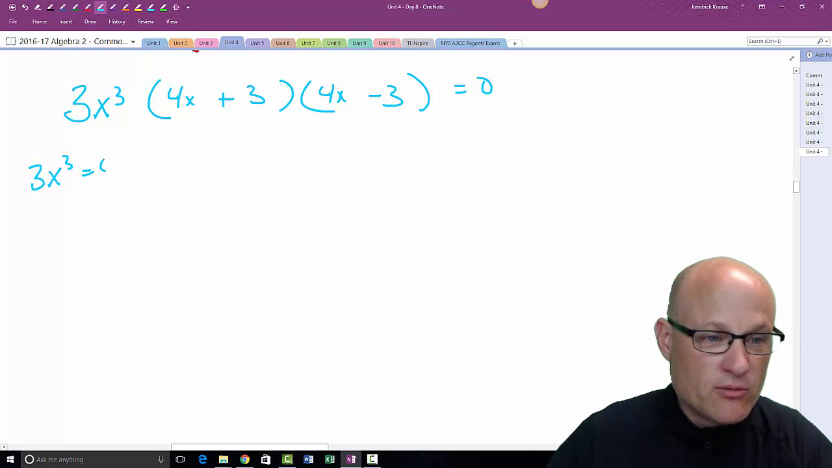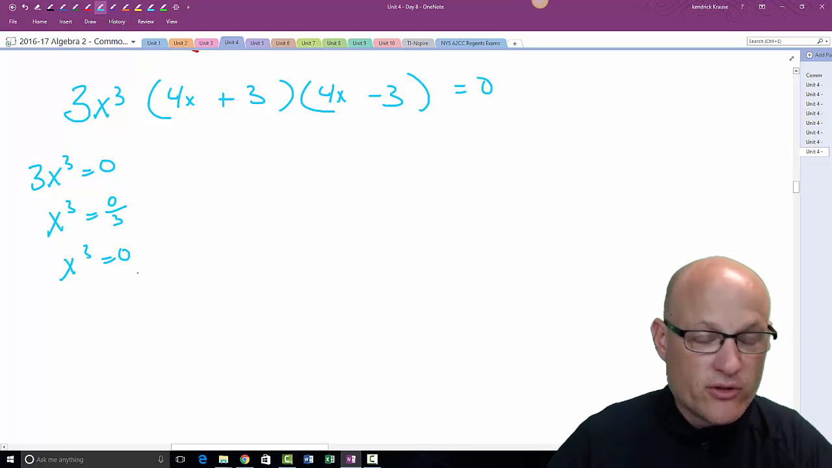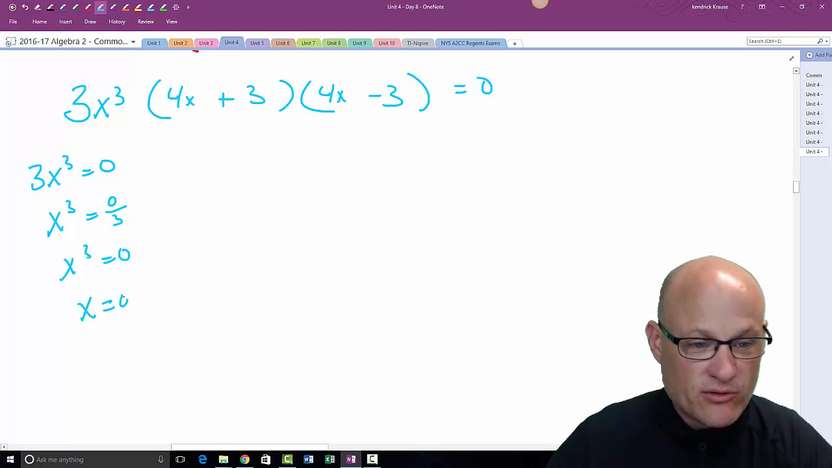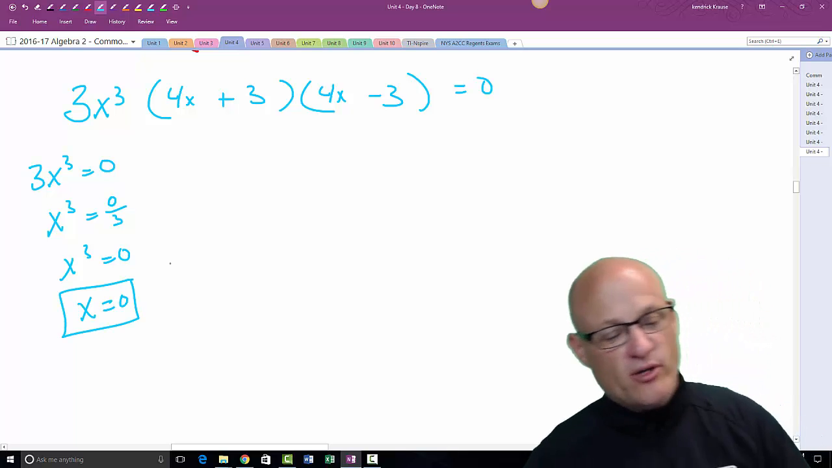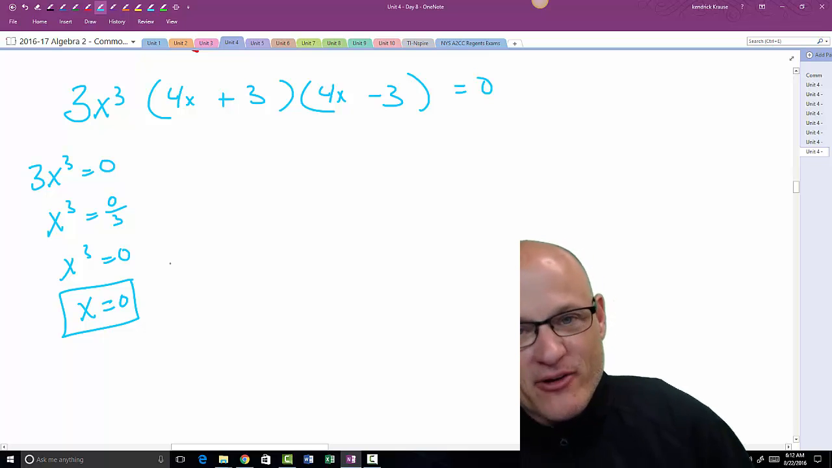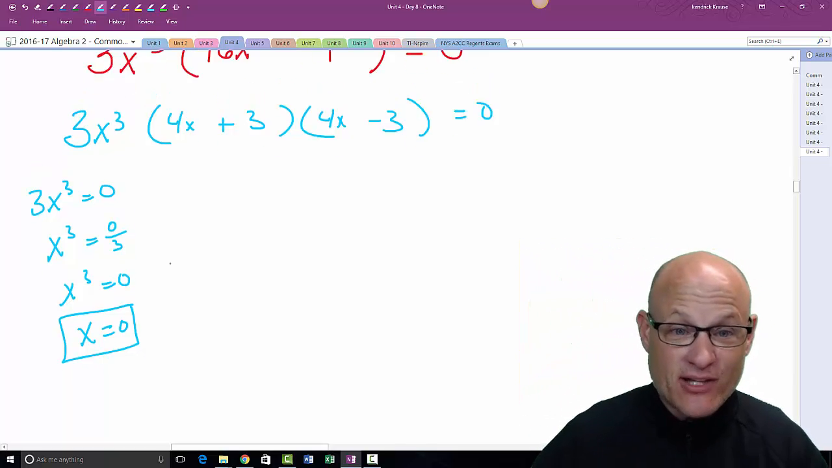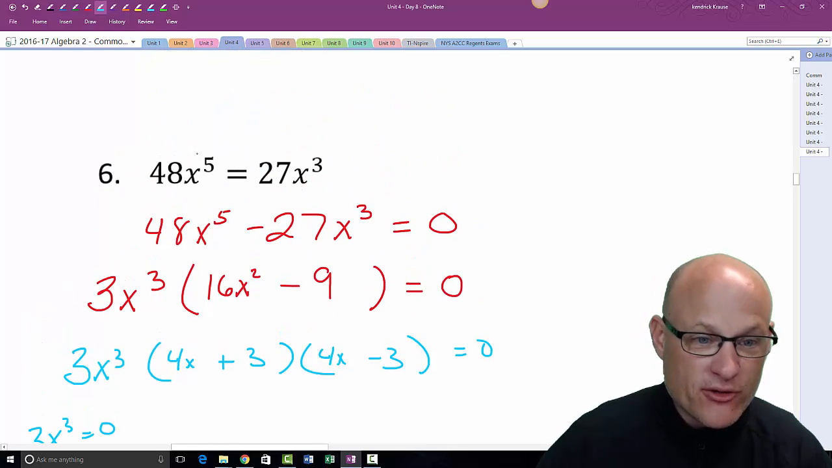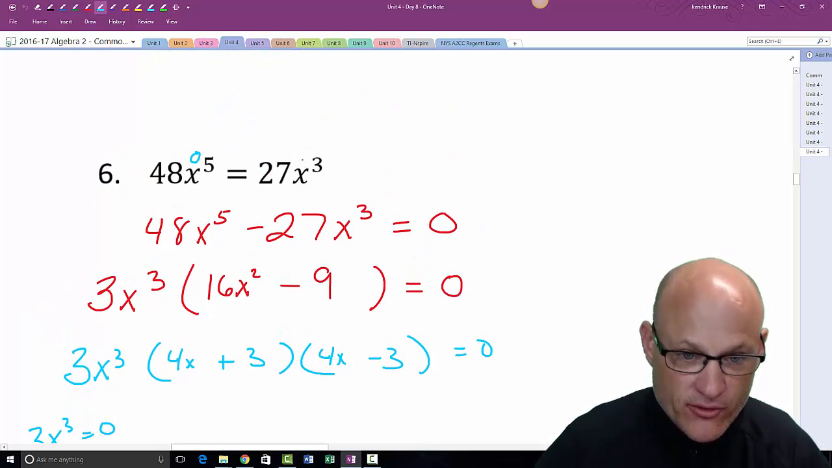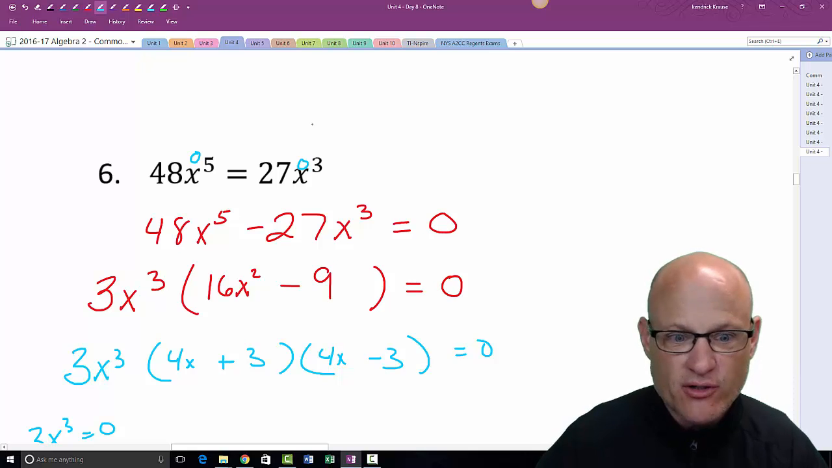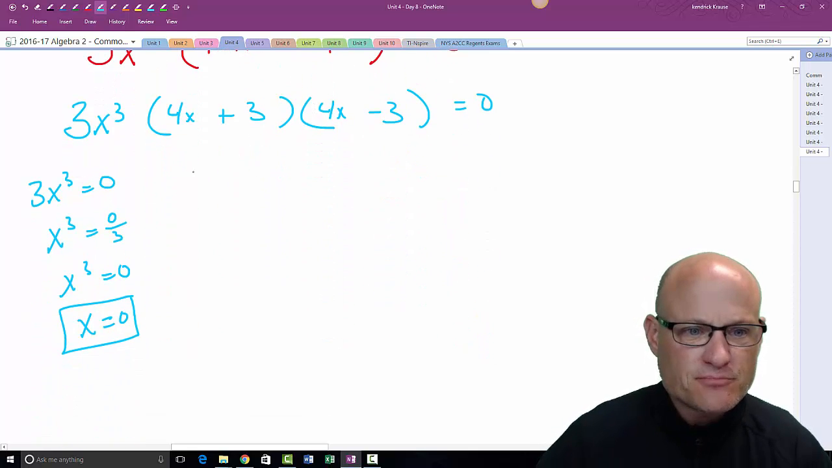3x cubed equals 0. x cubed equals 0 over 3, or x cubed is equal to 0. Take the cube root of both sides, you get x equals 0. But I just told you a few minutes ago, if you take out a variable as a GCF, 0 is going to be one of your answers. If I plug in a 0 there, that side's 0. So 0 is going to be one of your solutions.